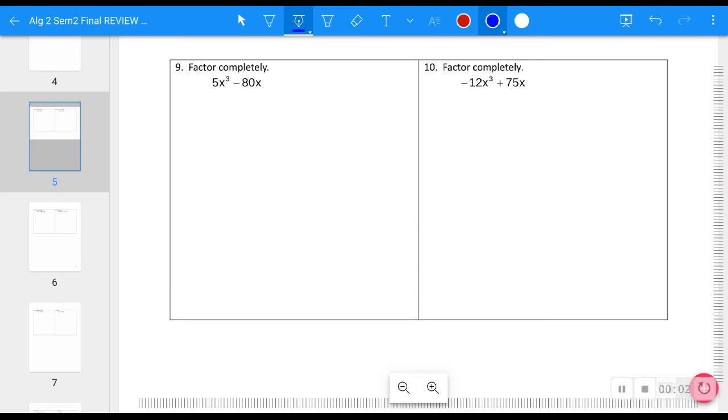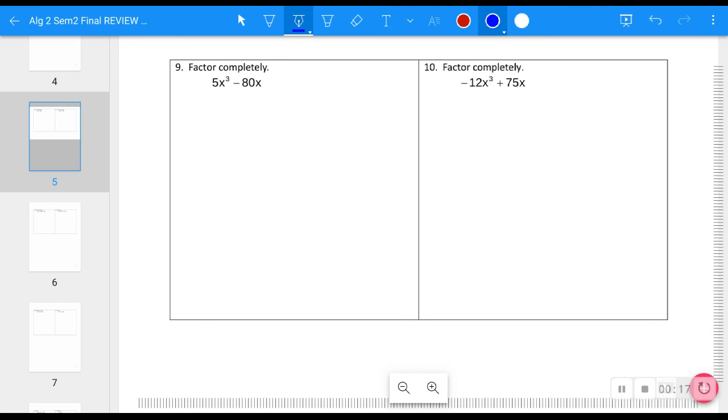Okay, here's the next installment of the Algebra 2 Semester 2 final review, and these are model problems. We'll start here with number 9. Our goal is to factor this expression, 5x cubed minus 80x.